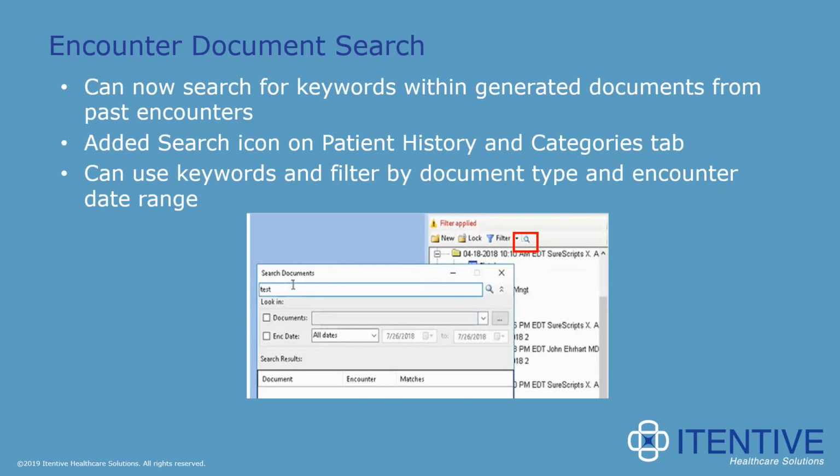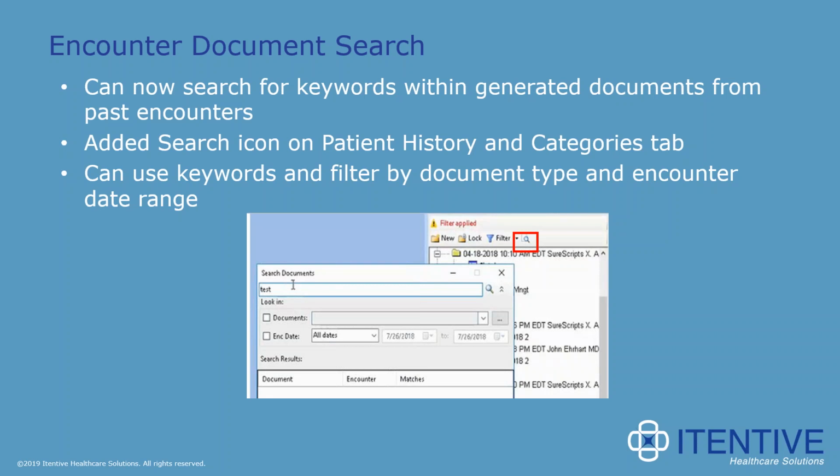Moving on to our first new feature is the Encounter Document Search. Users can now search for keywords within generated documents from past encounters. So there's an added search icon to launch a search window on the Patient History and Categories tab in the History bar. Users can use keywords and filter by document type and encounter date range. So this is going to allow clinical staff to easily locate generated documents that have been added to past encounters, which is going to be especially useful when past information needs to be reviewed.